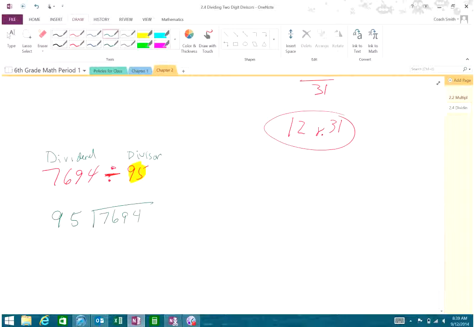All right. So I have to divide 95 into 76. Does 95 go into 76? No, it doesn't. So now I have to divide 95 into 769. Okay, now, here's what you can do. 95 is close to what number? 100. Okay, so 100 goes into 769 how many times? 7 times. So I get an estimate of 7.